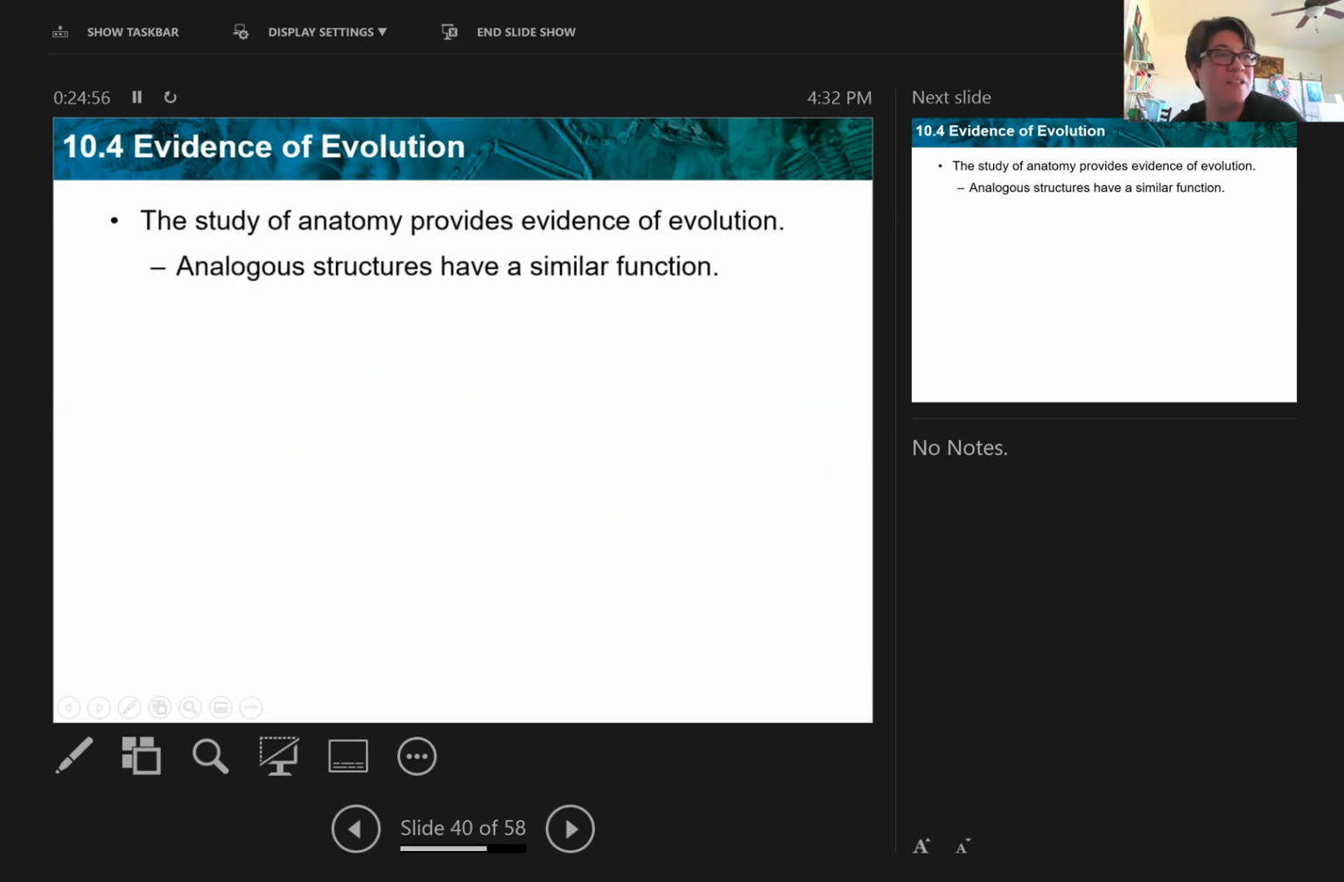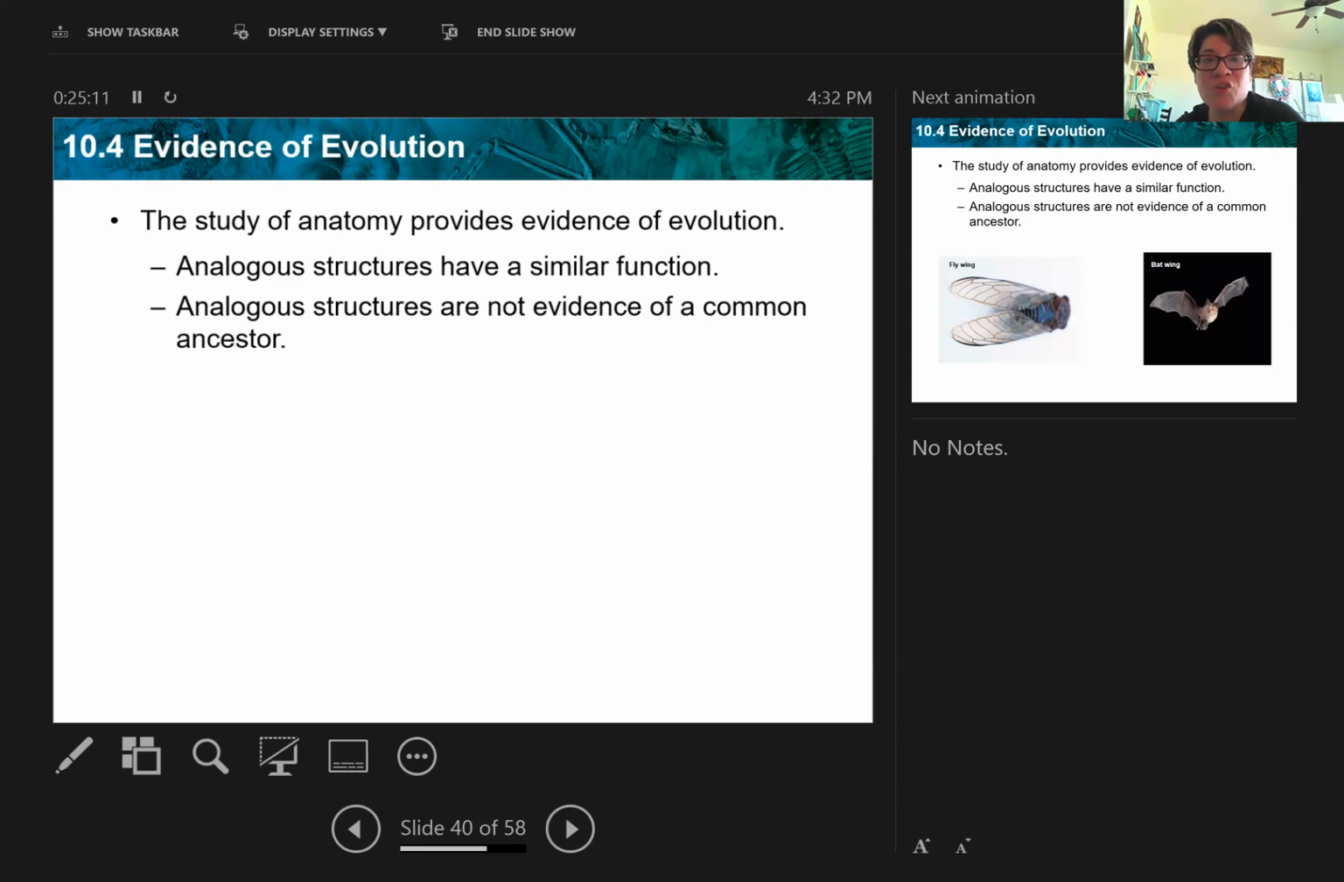So that's pretty cool. Analogous traits are the opposite. Analogous traits show that these organisms are not related. They look the same, they have the same job, but they're not related. And so these are not evidence of common ancestors. I asked you some questions on the worksheet like this. I don't want you to be tricked. I want you to know that analogous traits do not show common ancestors and homologous traits do. So don't get tricked there.